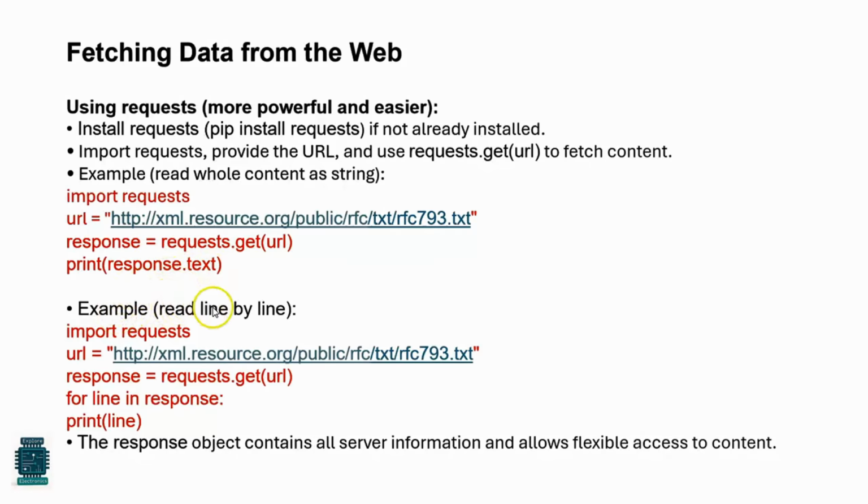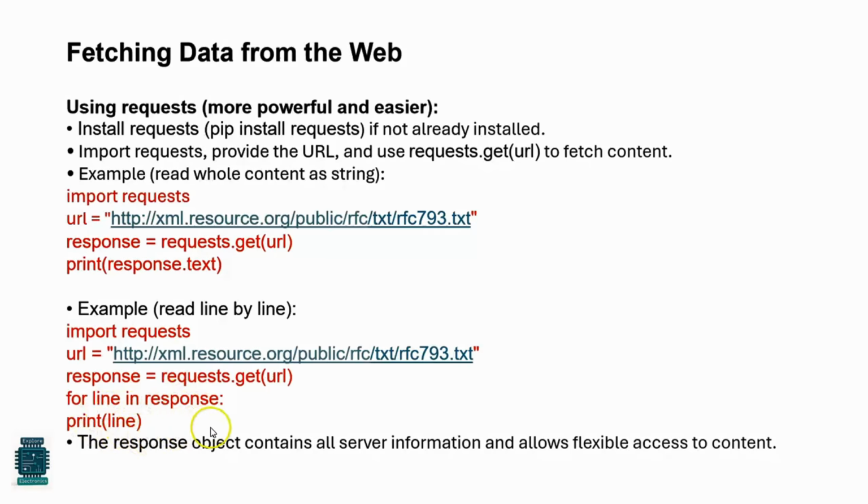One more example, read line by line. Import requests, the URL, the specific URL of the content. Response is equal to requests.get(url), the same way as before. Here I'm using for line in response because it has to read line by line. That's why I'm using this line. For line in response, print line.